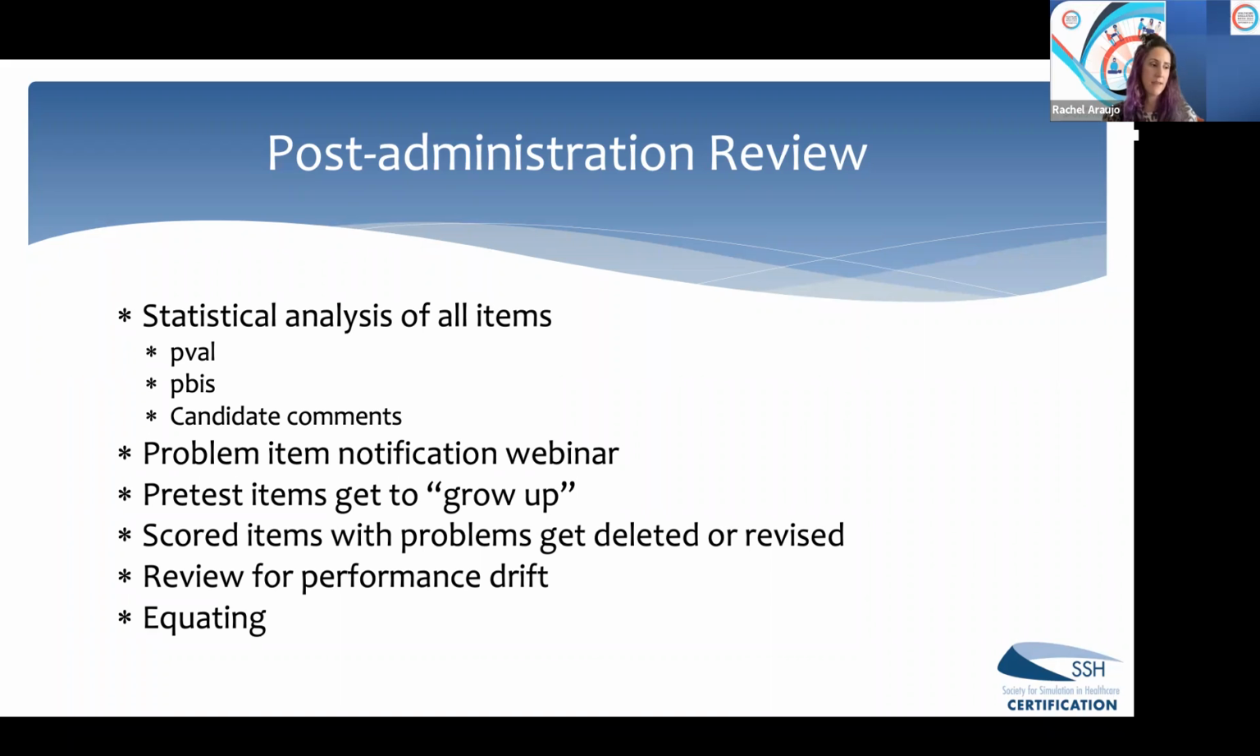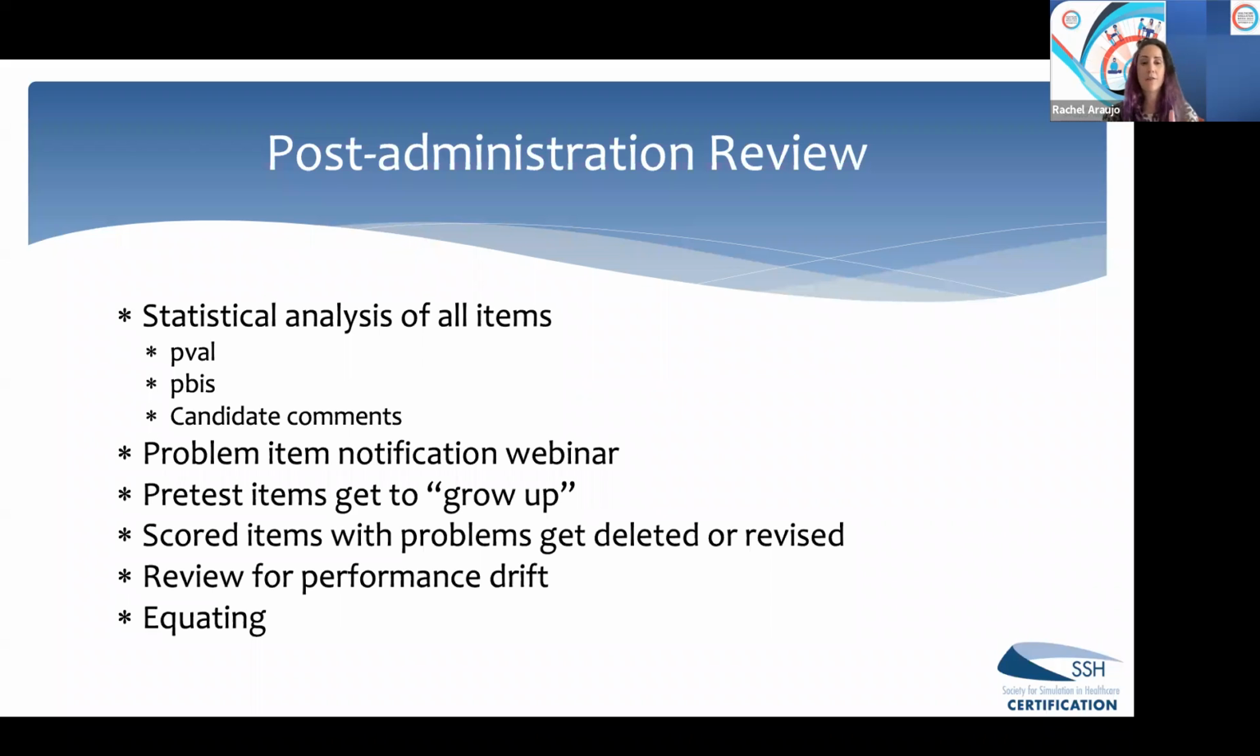So the item may be okay as is, it's just a one-off, maybe people just didn't get it this time around. Or, oh yeah, there's a problem, practice has changed, and the item needs to be inactivated or revised. So all of the items that are flagged get sent to subject matter experts for review, and then during a call, they make the determination on what should happen to the items.